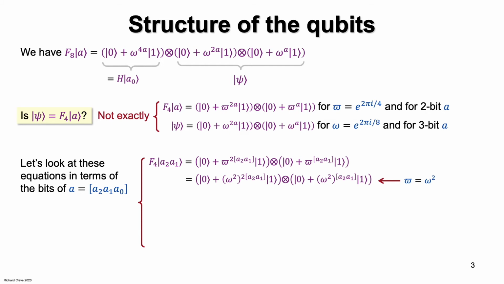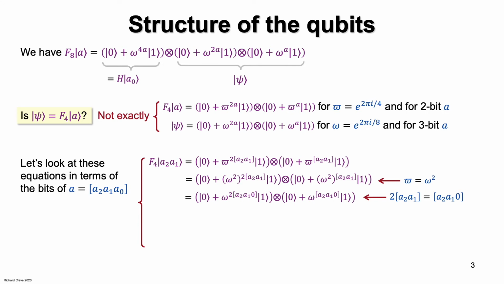The substitution of omega squared leaves us with an extra factor of 2 in the exponent. One way to absorb this factor of 2 is to add a 0 to the right side of the binary number A2A1, thereby getting A2A10. This is a simple maneuver. It's just the binary equivalent of what we do in base 10 when we multiply an integer by 10. We add a digit 0 on the right side. So, for example, 10 times 23 is 230. Okay, now this is a very convenient way of writing the state F4 applied to the state ket A2 A1.